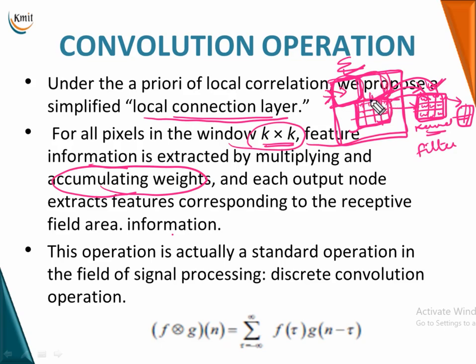Then you slide and take another part. Then you slide and take another part. And then overall you add it. So that's how we got it. We call this particular operation convolution. More on convolution we will see in our subsequent slides so that you will understand it better.